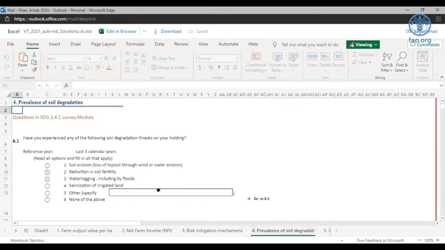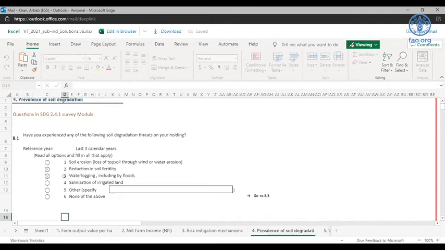So as you can see, here is the question that we ask in the survey module. Have you experienced any of the following soil degradation threats on your holding? So soil erosion, reduction in soil fertility, water logging, salinization, and other (specify), okay? Or none of the above. So using this question, once they have highlighted, "I have issues with these two threats on my holding," there is a follow-up question.